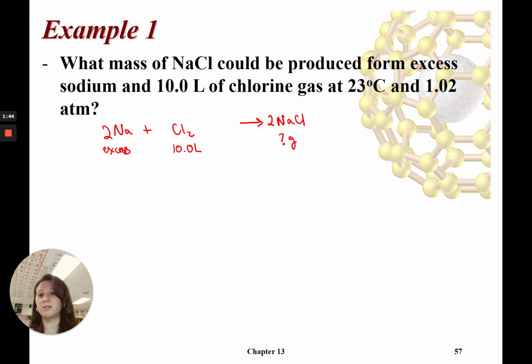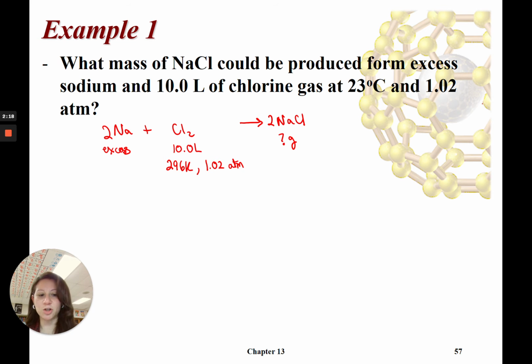Now, pressure and temperature are only relevant for gases. If you look at your chemical reaction here, sodium is going to be a solid. NaCl is an ionic substance, which is a solid also. And so the only gas that we have is really chlorine. So I'm going to write my temperature and pressure under chlorine, because that's where I would need them if I use them. So 23 Celsius, that would be 296 Kelvin. Remember, with gases we have to use Kelvin. And we have 1.02 atm.